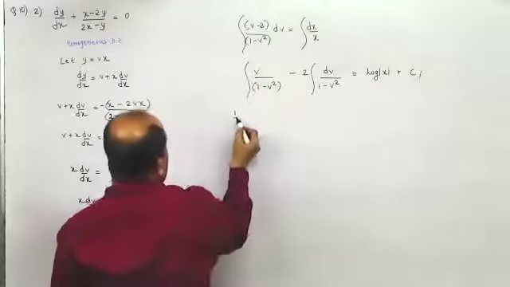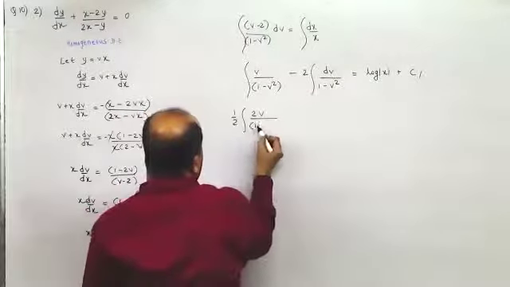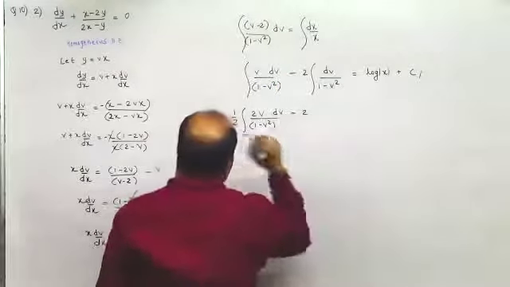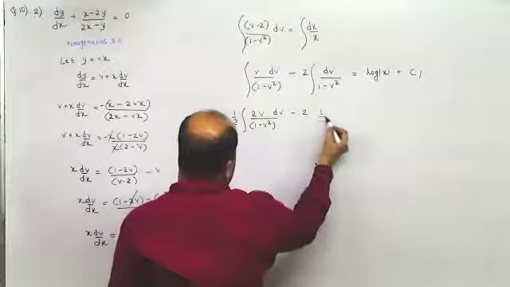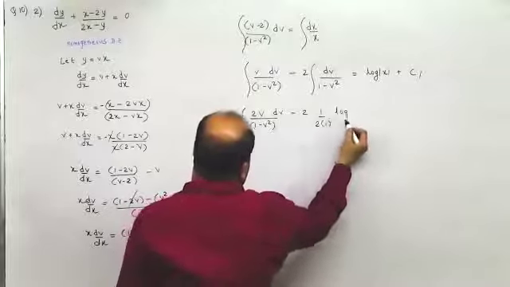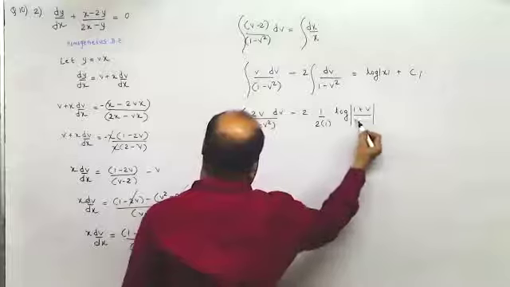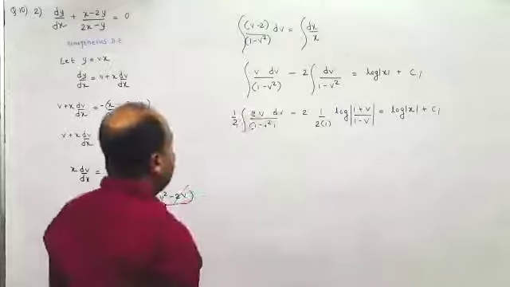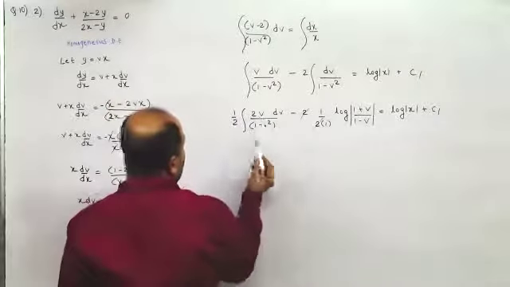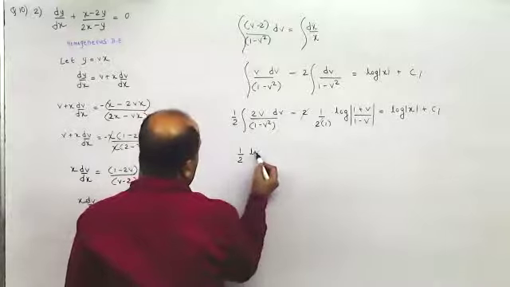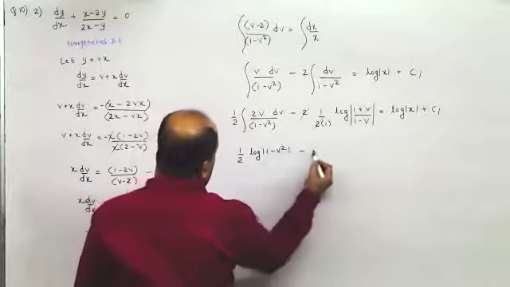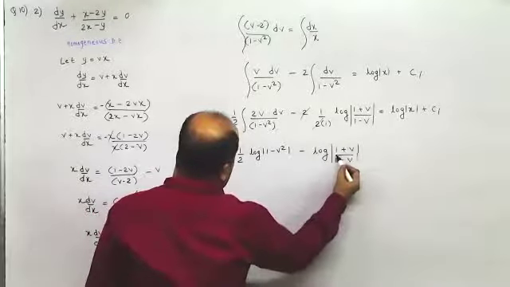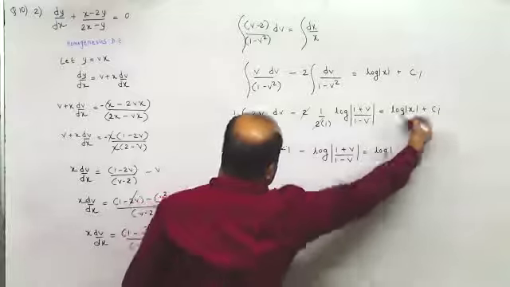This is 1 upon 2 into the integral of 2v upon (1 minus v square) dv, minus 2 times the integral of dv upon (a square minus x square). So 1 upon 2a into log of (a plus x) upon (a minus x). This is log x plus some constant. Now 2 and 2 get cancelled. This is f dash v upon f of v. So it is half log of (1 minus v square) minus log of (1 plus v) upon (1 minus v) equal to log x plus some constant.